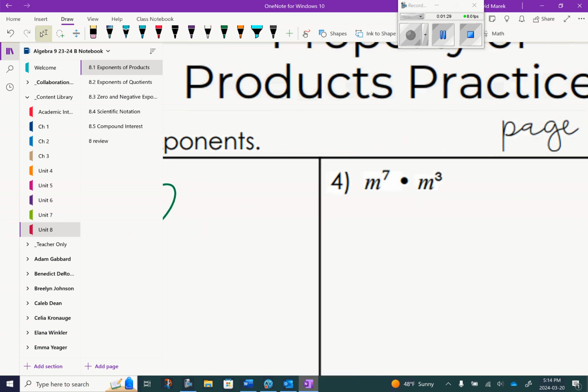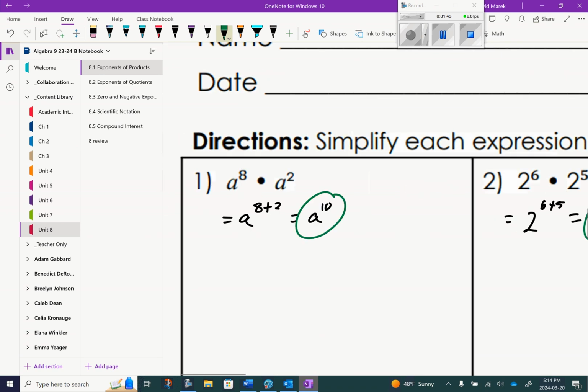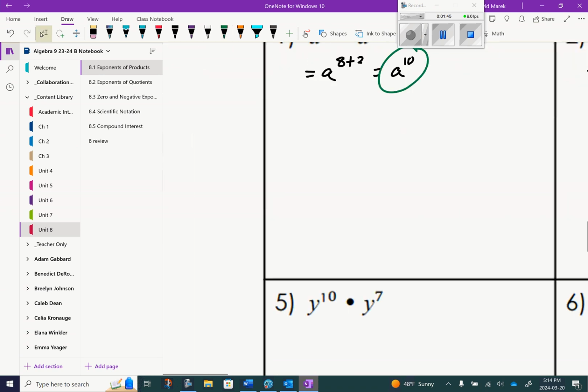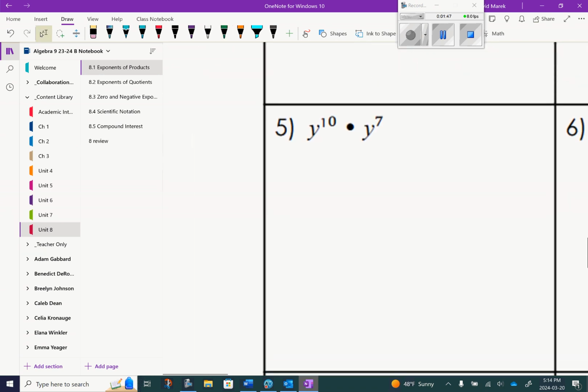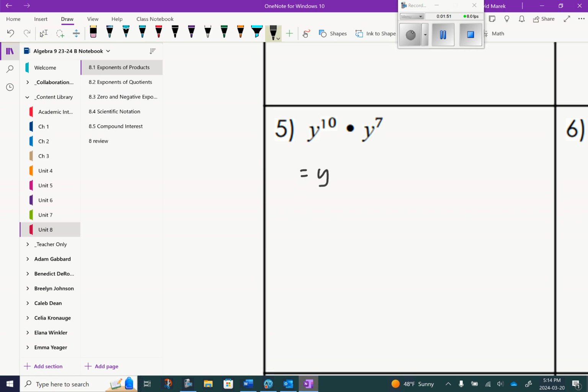For number 4, getting the hang of this. We're multiplying, so we add exponents. 7 plus 3. This is m to the 10th. For number 5, keep going. Y to the 10 plus 7 power, which means y to the 17th.